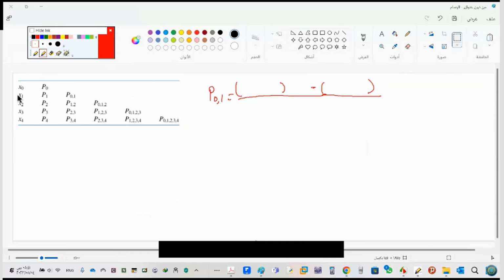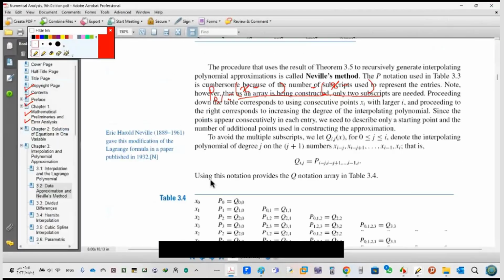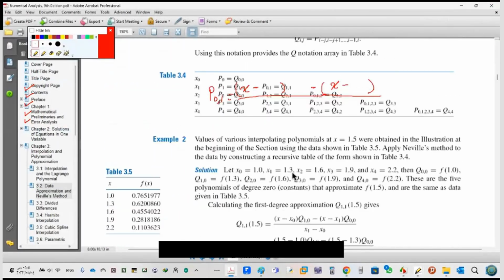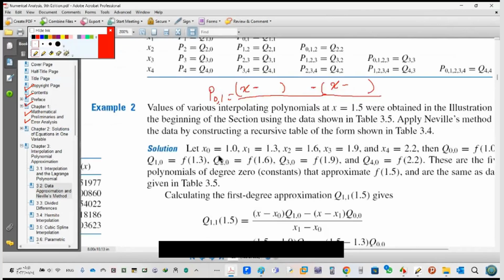First of all, here we have something. I know x0, I know x1, I know x2, I know x3, I know x4. So you have something called x minus x. What is this x? If I return back to your book a little bit, excuse me for this, let's read the question. Let x0 is this, x1 is this, x2 is this, x3 is this. Good. Where is x?